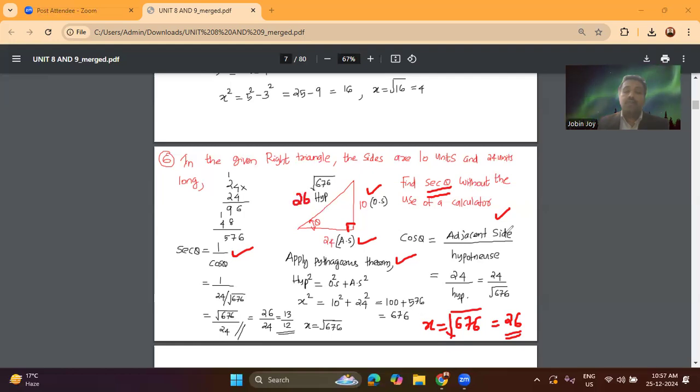Hypotenuse is 26. Then I can calculate cos theta. What is cos theta? Cos theta is equal to adjacent side by hypotenuse. Adjacent side is 24, divided by hypotenuse 26. So 24 by 26. So this is cos theta. Take the reciprocal, which means 26 by 24. So the value of sec theta is equal to 26 by 24. Or you can simplify it, and you will get 13 divided by 12. So the answer is sec theta is equal to 26 divided by 24 or 13 divided by 12.